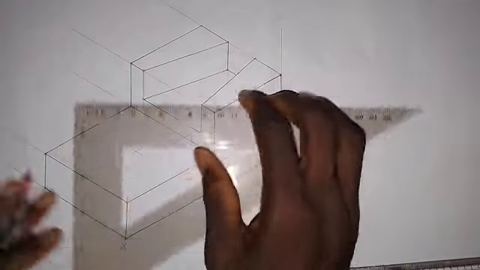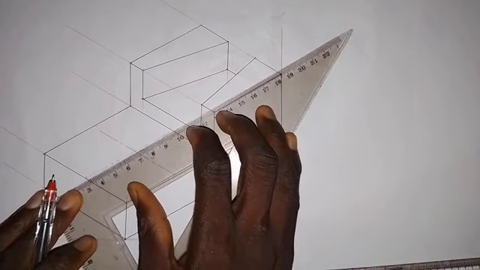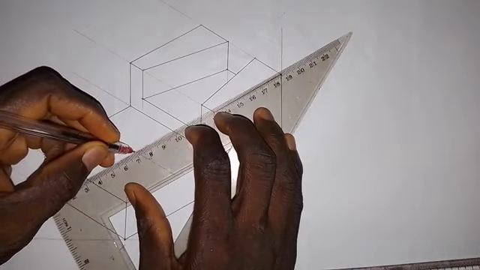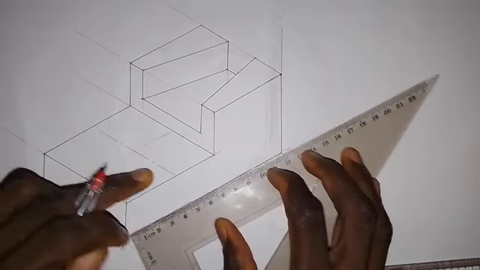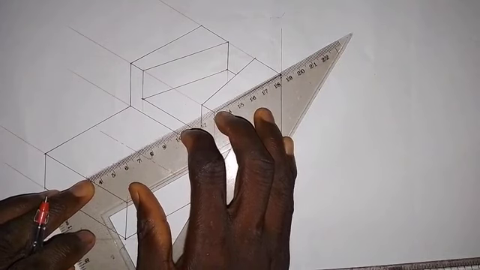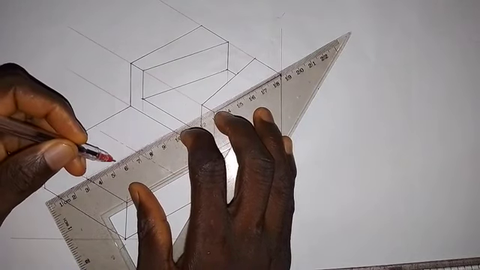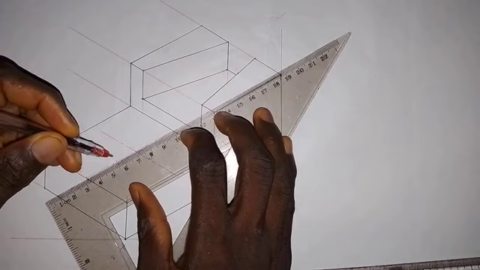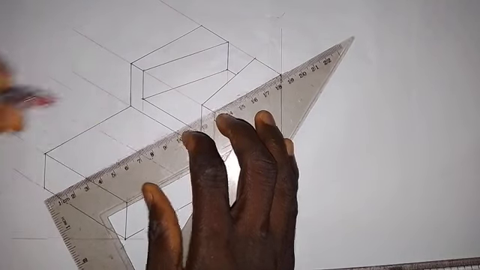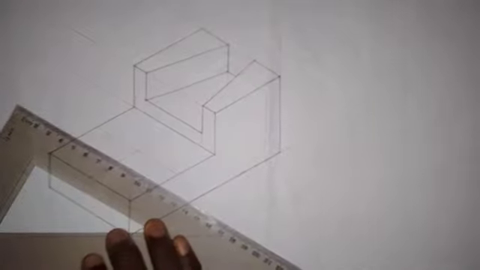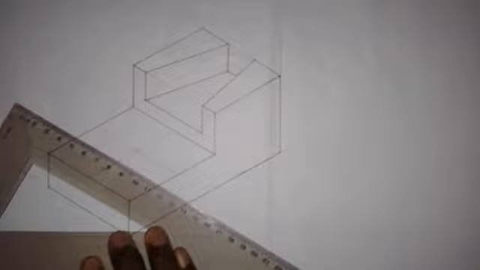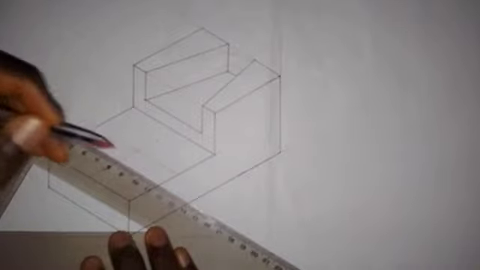Next thing that I'm going to do is take a measurement. Since the diameter is 30, from this midpoint where these two lines intersect, I will take a measurement of 15 millimeters to this side and also 15 millimeters to this side, and I will construct a square. I'll construct an isometric square. So this is it.